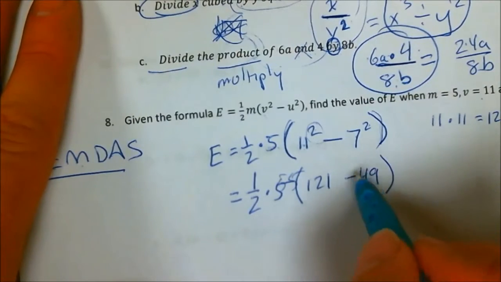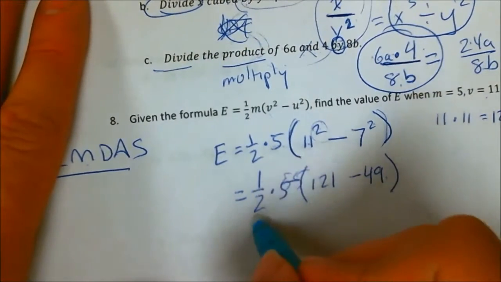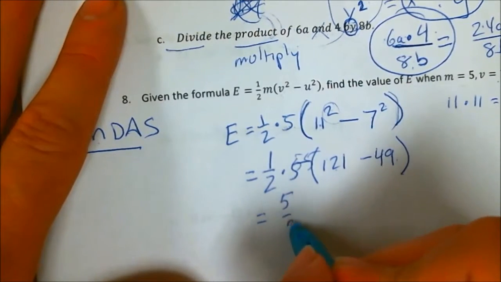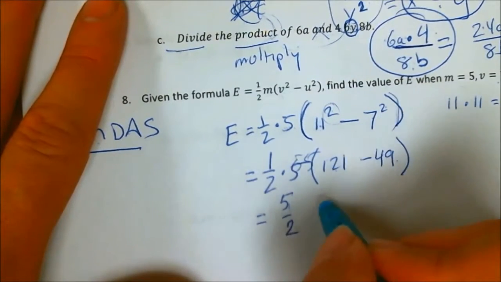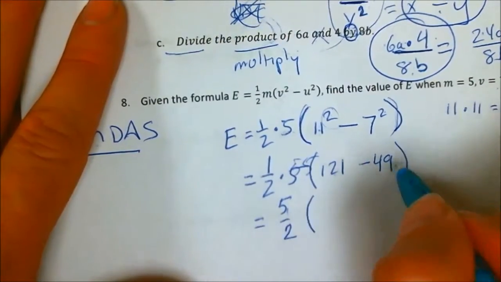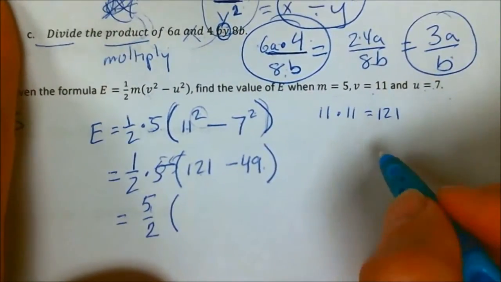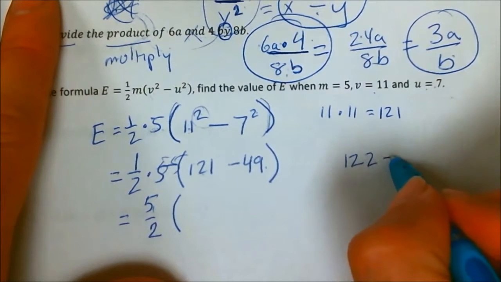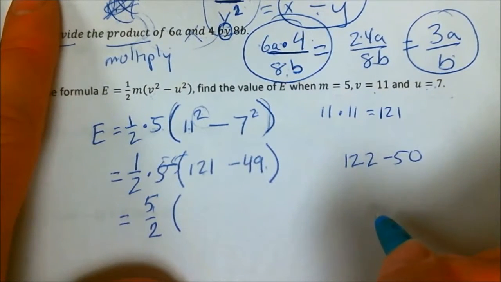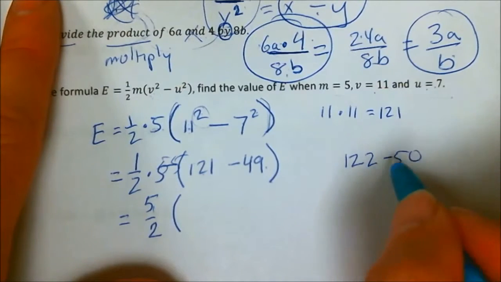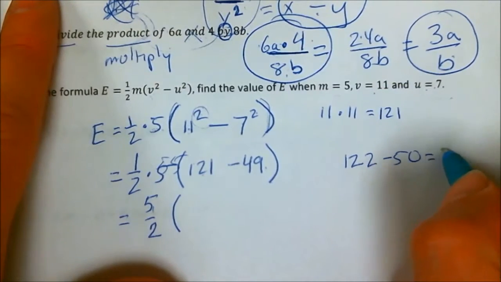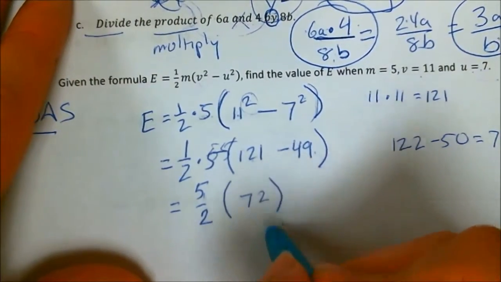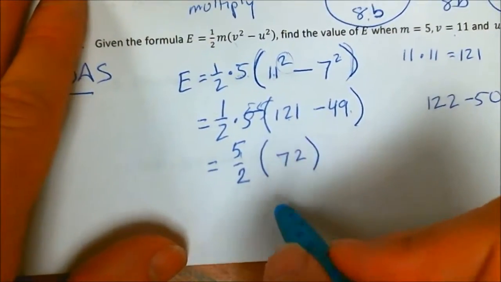Now that I resolved that, I can do 121 minus 49. I'm going to just make this into 5 halves, because 5 times 1/2 is 5 halves. 121 minus 49. Well, let's think about that. Isn't that the same thing as 122 minus 50? That's a little easier for me to see, and that's 72. A little trick I picked up. You might want to pick that up too.